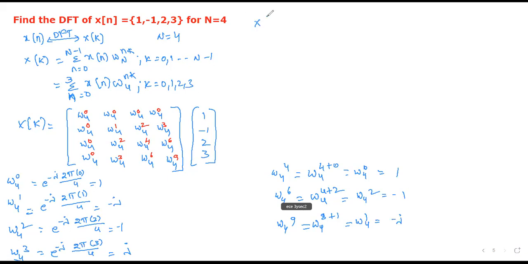So x of k is equal to the matrix with first row 1, 1, 1, 1. Next, omega 4 power 0 is 1, omega 4 power 1 is minus j, omega 4 power 2 is minus 1, and this is plus j. Sorry, omega 4 power 0 value is 1. So this is minus j, this is minus 1, and this is plus j.